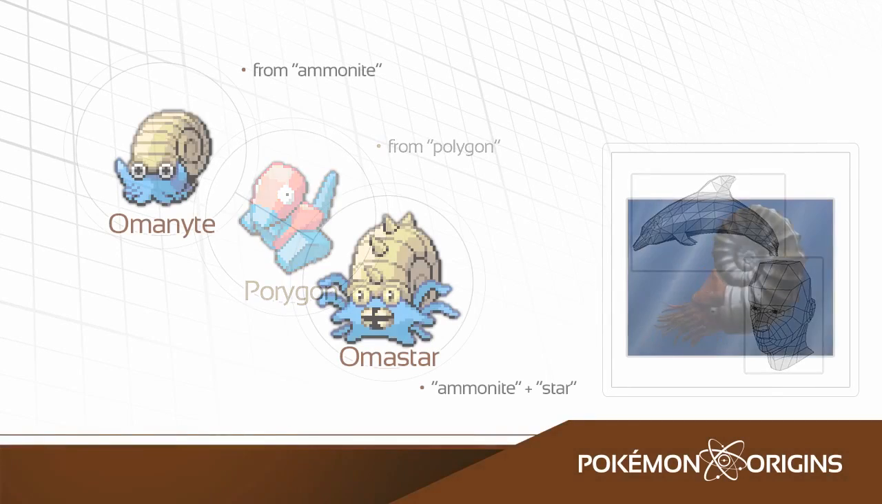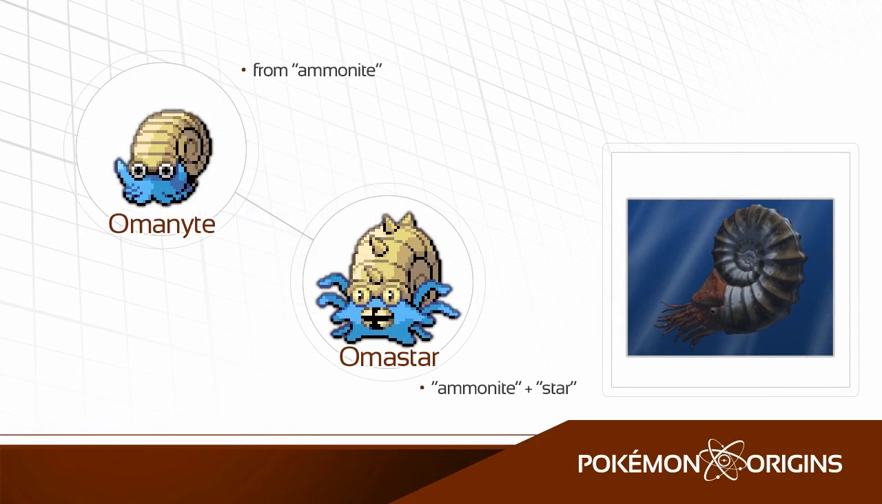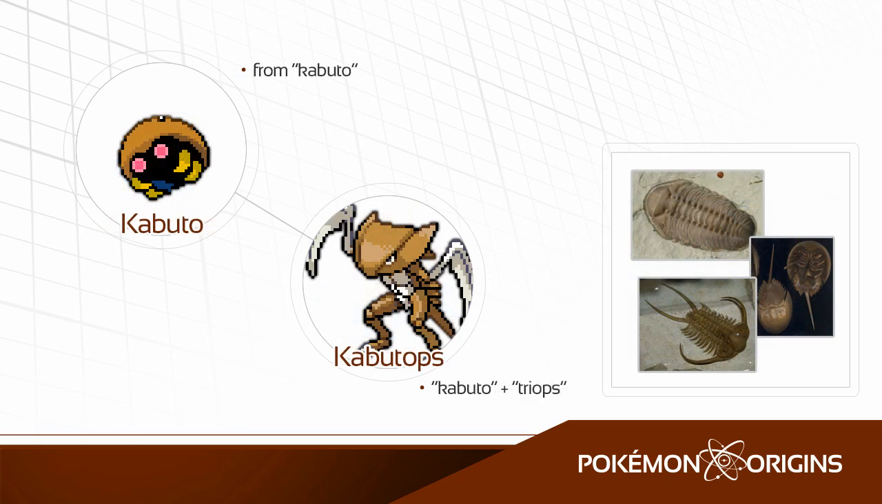Then some fossils, we have Omanyte and Omastar. They're both based on ammonites, and of course the name links in there from ammonite, and then Omastar includes the star because of, I guess, the star of its legs and its arms. Similarly, Kabuto and Kabutops are based on trilobites as well as the still existing horseshoe crab. Name-wise, Kabuto is the Japanese word for helmet because it basically has a helmet, and then Triops, similarly because trilobite, Triops and stuff like that.